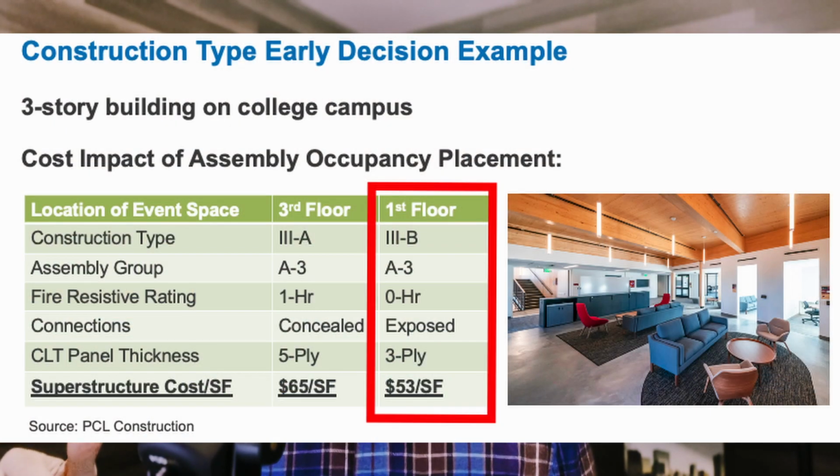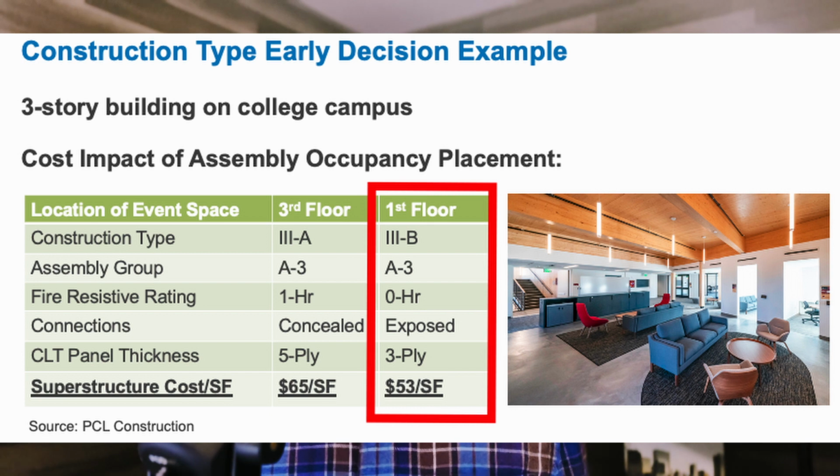So their initial design looked at a 5-ply CLT panel with beams and columns and connections sized to meet a 1-hour fire resistance rating. However, what they found during design was that by taking that assembly space from the 3rd floor, placing it on the 1st floor, now their options for construction type expanded, and they could use construction type 3B. Now, type 3B does not require a fire resistance rating for beams, columns, floor slabs for this particular occupancy of building, so therefore they could drop their 5-ply panel down to a 3-ply panel.